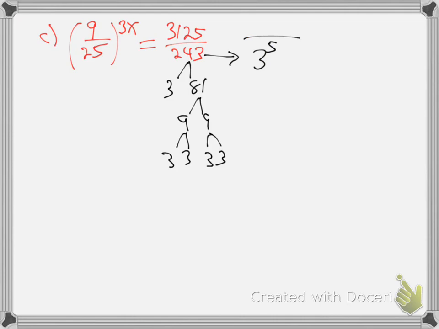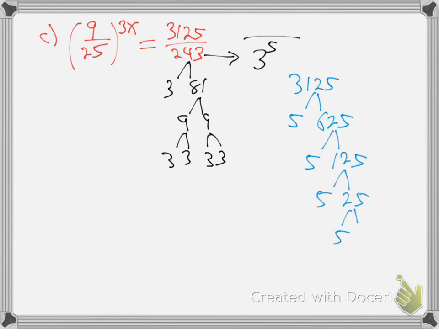Now take the 3125 and break it, and you know 5 goes in. 5 times, I think it's 625, and 5 goes in again. 5 times 125, 5 times 25, 5 times 5. 1, 2, 3, 4, 5. So 5 to the 5th. So we broke down the 3125 and the 243.